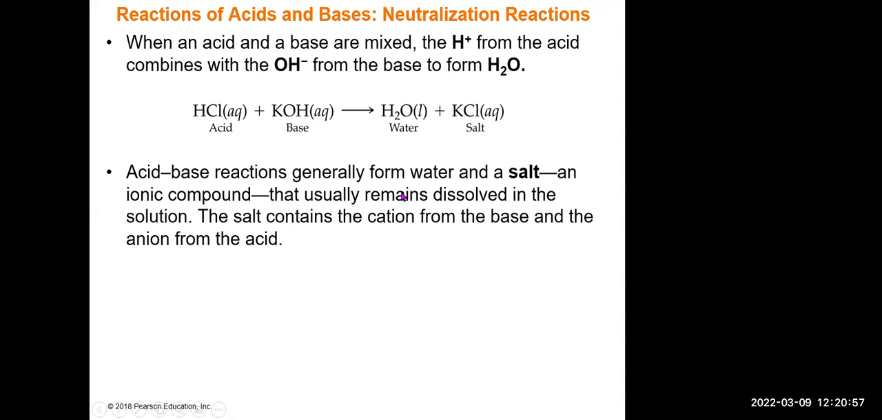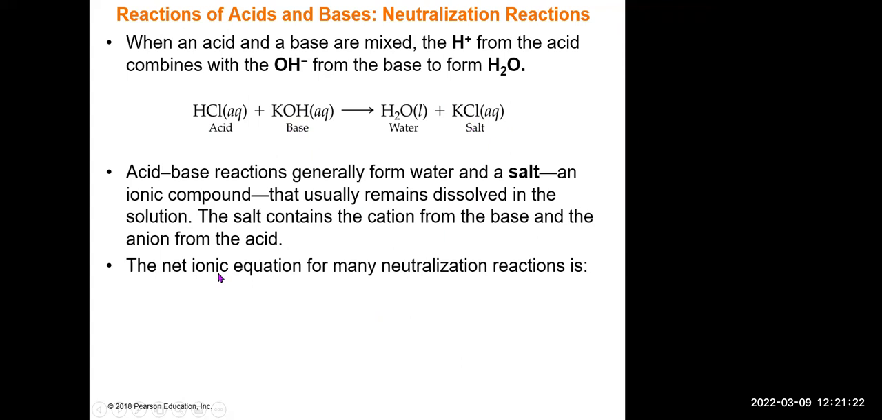The ionic compound is called the salt, and it usually remains dissolved in the solution. The salt contains the cation from the base and the anion from the acid. So in this salt, K is the cation coming from the base, and Cl is the anion coming from the acid. The net ionic equation for many neutralization reactions is H plus (aq) plus OH negative (aq) produces H2O (liquid).